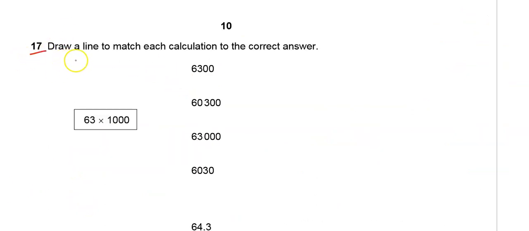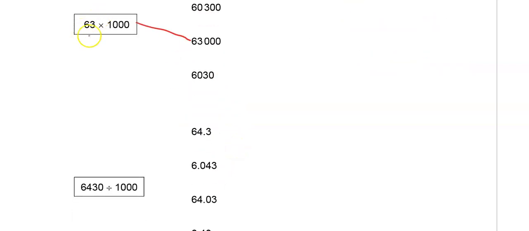Question 17. Draw a line to match each calculation to the correct answer. So this is 63 times 1,000. This gives us 63,000. Therefore, the correct answer is 63,000. This is 6,300. This is 60,300. This is 6,030. So it is 63,000 when you multiply 63 by 1,000.